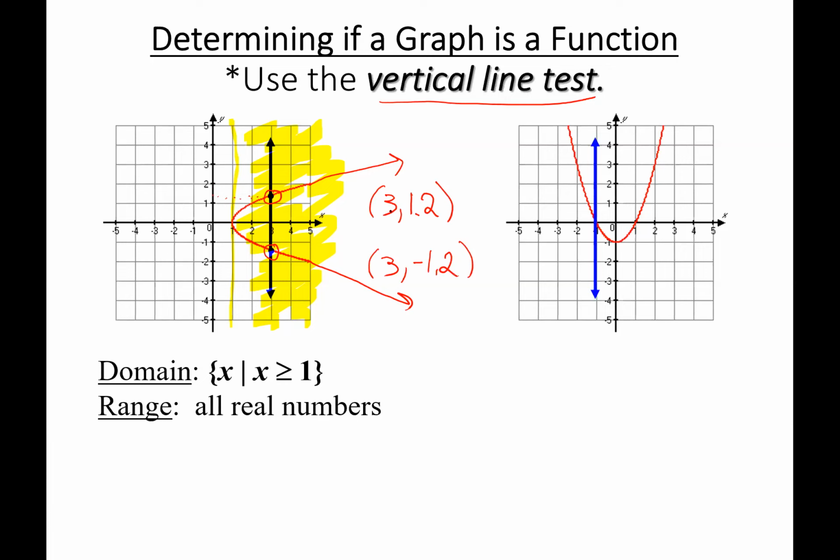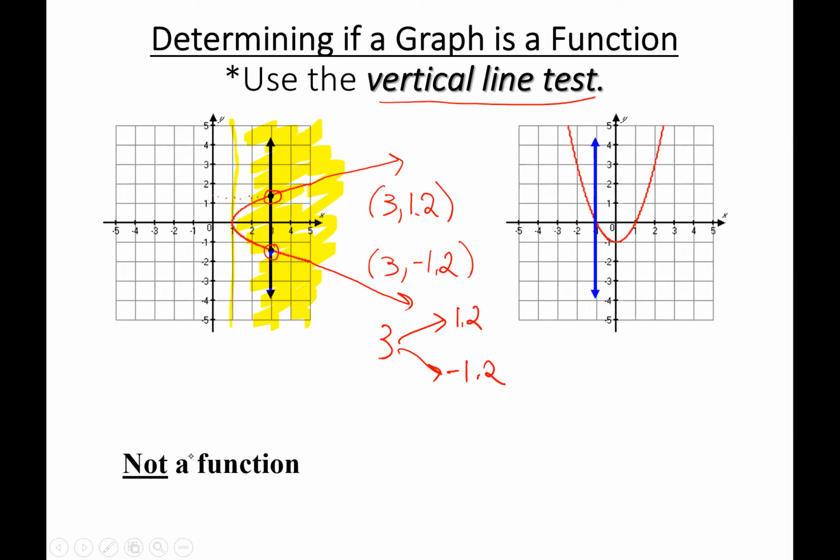See how there's repetition here in the domain? The number 3 is going 2 different places. 3 is being matched with 1.2, and 3 is also being matched with negative 1.2. That's kind of like when we saw earlier the same student getting 2 grades. This is not okay. So this is not a function. And a quicker way to tell is you can just take a vertical line and draw a vertical line up and down through your graph. If it crosses more than once, then you know that your graph is not a function. Okay, so this graph is not a function. We would say it fails the vertical line test.